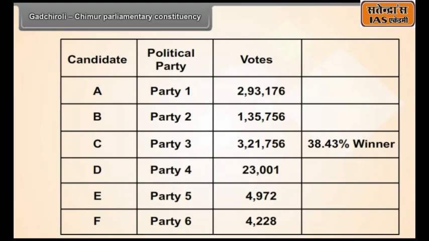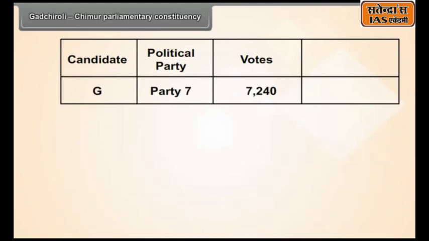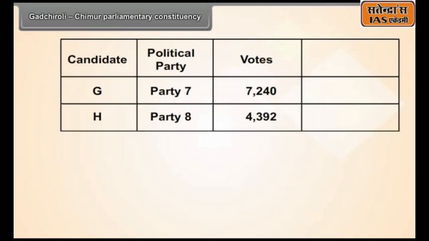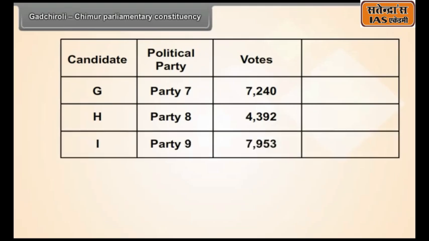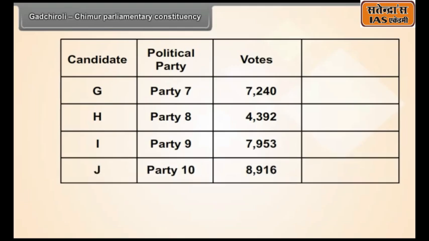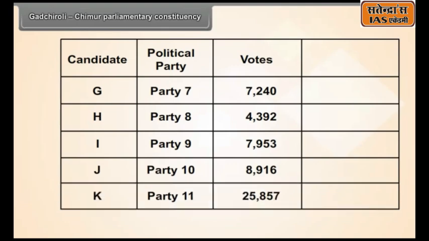Candidate G, Party 7, 7,240 votes. Candidate H, Party 8, 4,392 votes. Candidate I, Party 9, 7,953 votes. Candidate J, Party 10, 8,916 votes. Candidate K, Party 11, 25,857 votes.